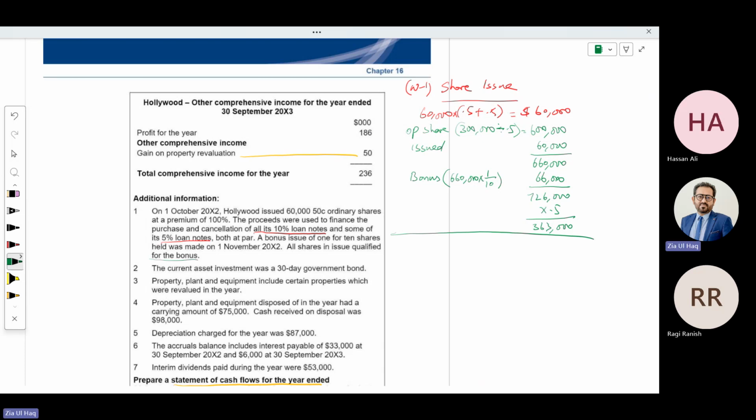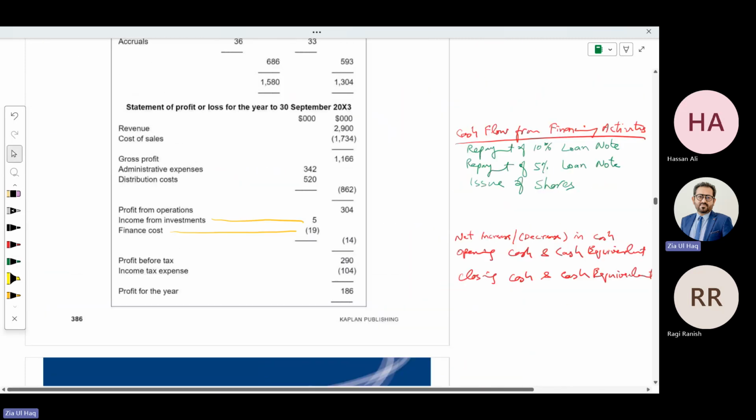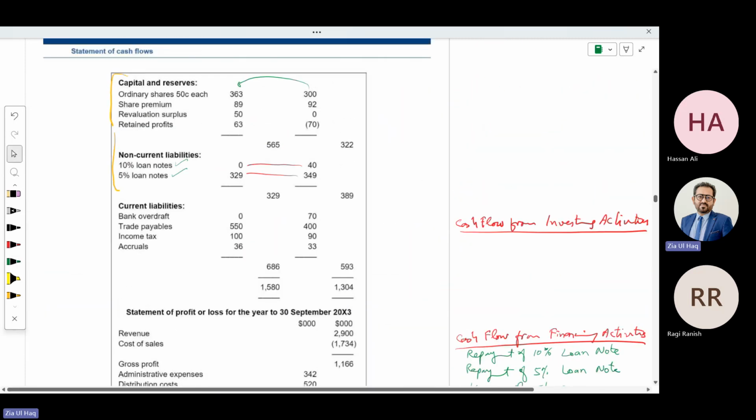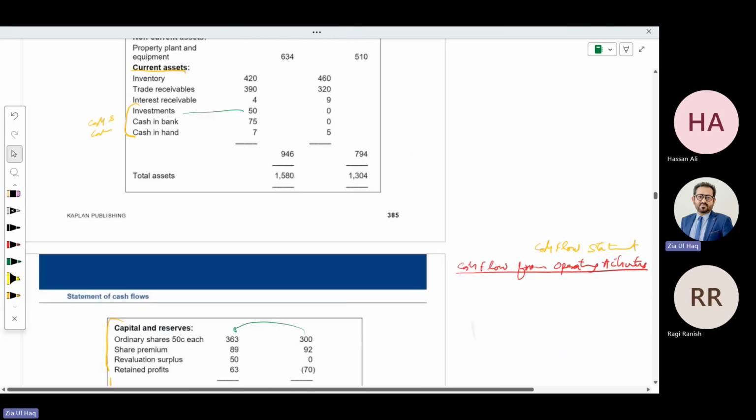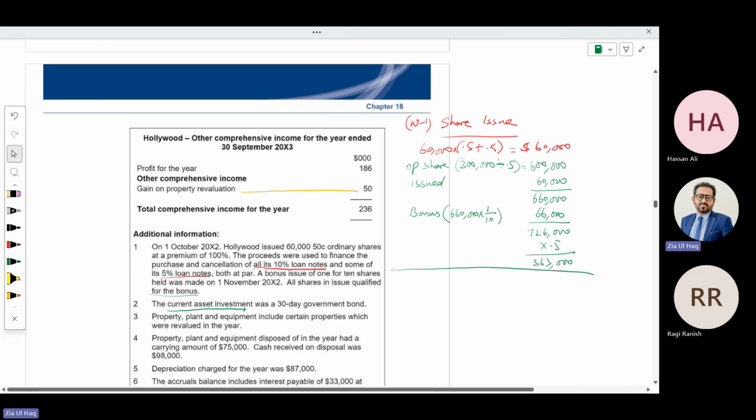And we got some information relating to loan notes payable. So we recorded those things. Number 2, the current asset investment. If there is any investment in current asset, they are talking about this. The current asset investment was a 30-day government bond. This means the investment is for 30 days, one month, so this is short term.